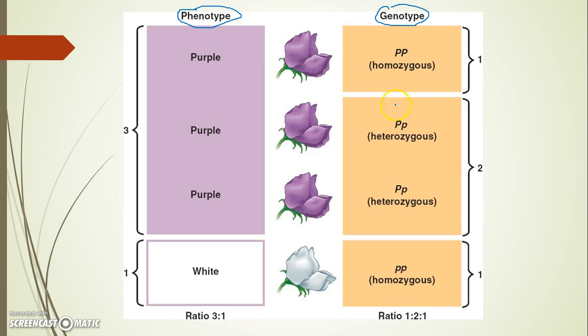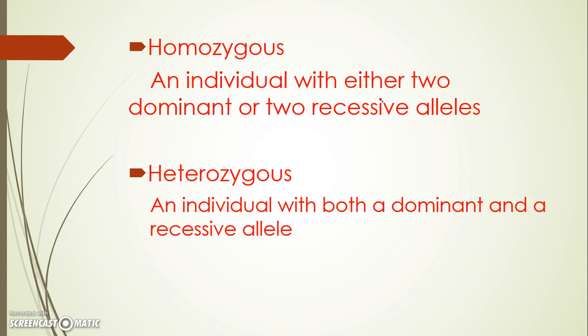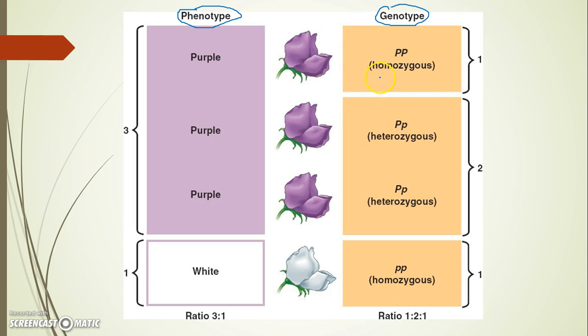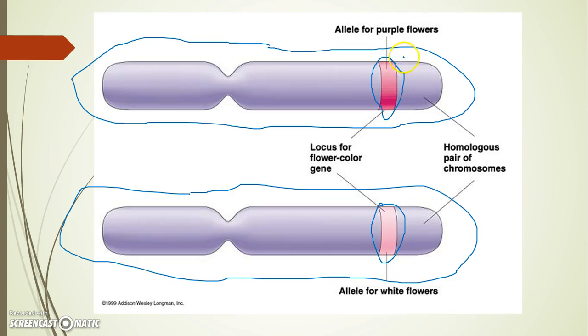And you'll see here homozygous and heterozygous. We're going to talk about that next. Homozygous is an individual with either 2 dominant or 2 recessive alleles. An individual with dominant and recessive is heterozygous. Now I'm going to go back to this last slide to see this one here, 2 capital P's, is homozygous. See, the alleles are the same. This means it has 2 purple alleles. So if we went back a slide or two, where we talked about the alleles, in that plant both of these would be purple.